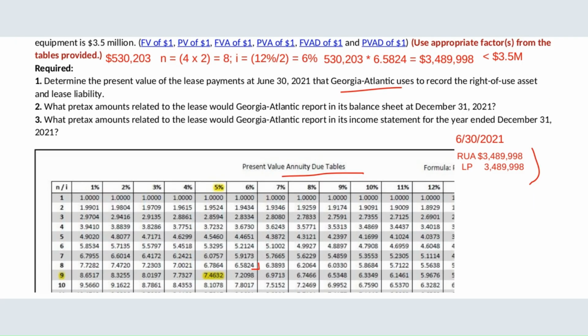Actually, we're missing one more entry because they made a payment at inception. So we have to report a debit to lease payable. It's going to be for the full amount of the payment. No interest is deducted because it's made on the day that we signed this contract, right? So all we're doing is just a simple entry. There is no interest.